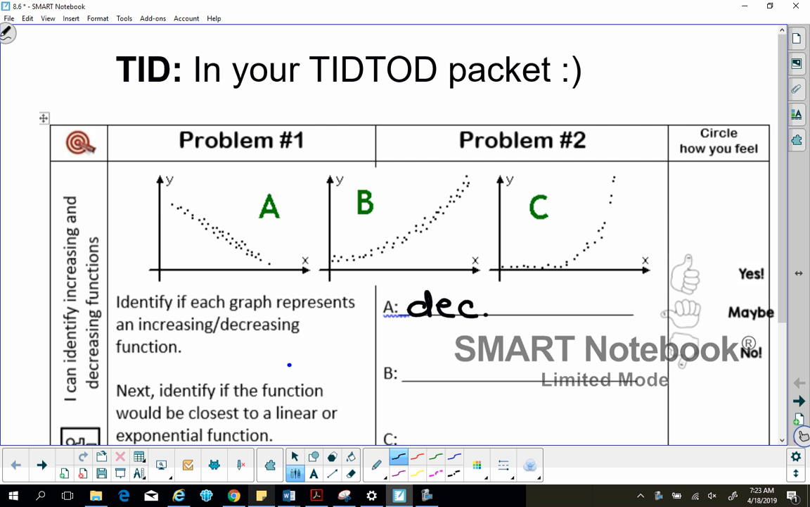And would it be more of a linear function or exponential? Linear. Why do you say linear? It looks like a straight line, right? You can see line is in linear. Perfect.